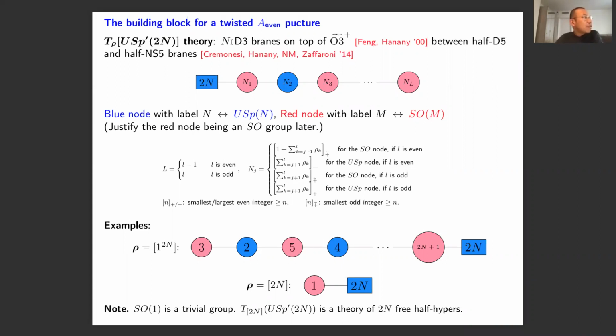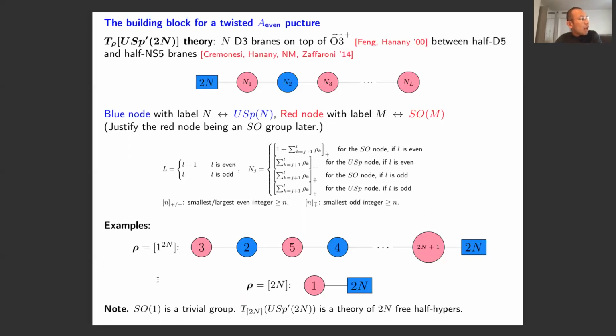USp prime 2N turns out to be something you realize from, it's really similar to what Gaiotto and Witten constructed, of course, although this is not explicit in their paper. ND3 branes on top of O3 plus tilde ending on a half D5 and a half NS5. So this is the type of quiver. It's a quiver which has the feature of alternating USpN and SON, okay? You could ask me a subtle question, why this is SO, not O, and this kind of thing, okay? This has to be justified later by computation, okay? But at the moment, I claim that it's SO, okay?